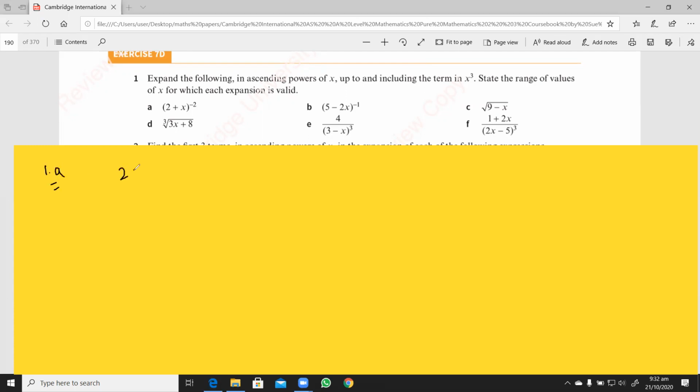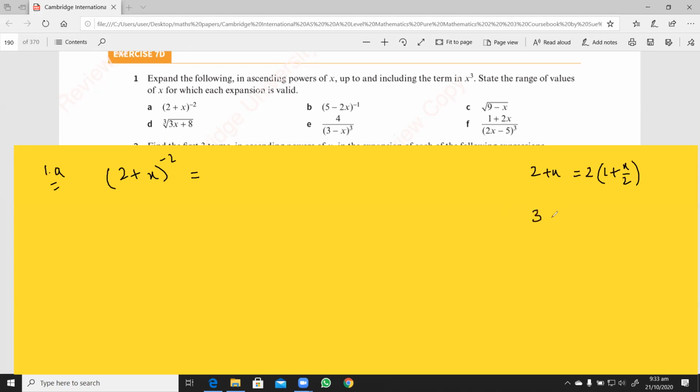Now this is 2 plus x to the power minus 2. We have to make this 1 here. Okay, so this is going to be, if I take 2 common from this, 2 raised to power minus 2. So please remember, suppose you have 2 plus x, and you take 2 common from here. So this will be 2 into 1 plus x over 2.